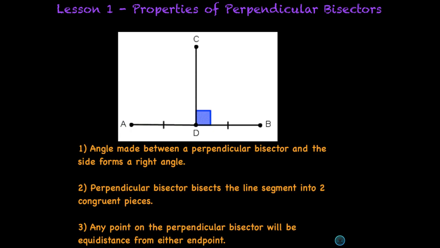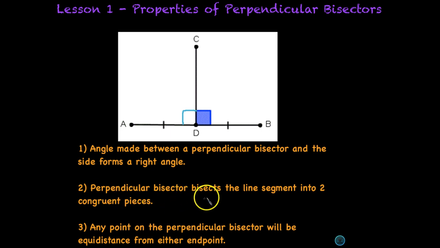Okay, number one, the angle made between a perpendicular bisector and the side forms a right angle. So this perpendicular bisector CD forms a right angle with this side AB, this line segment. And you can see the right angle here marked in blue. That means that next to it, we must have another right angle right here.